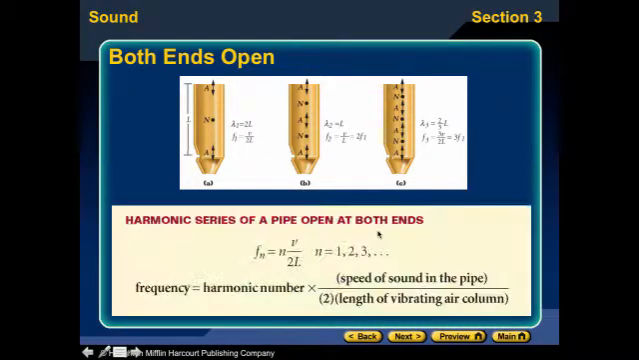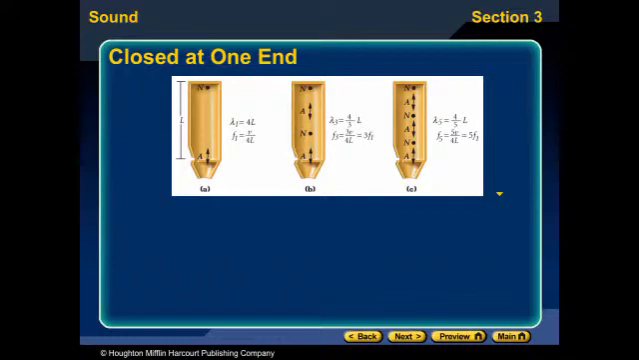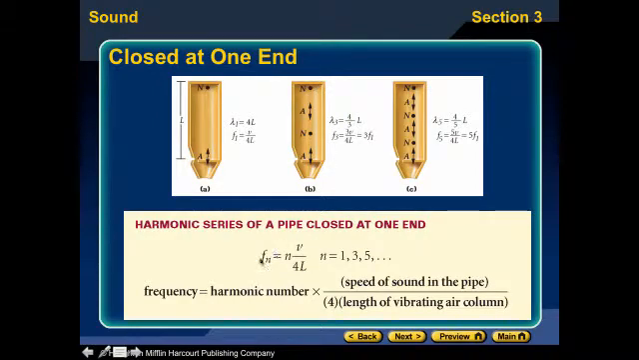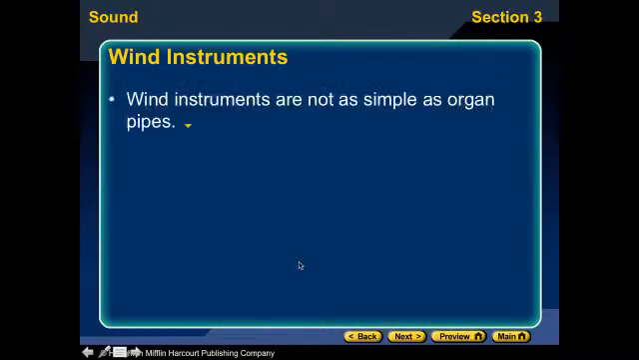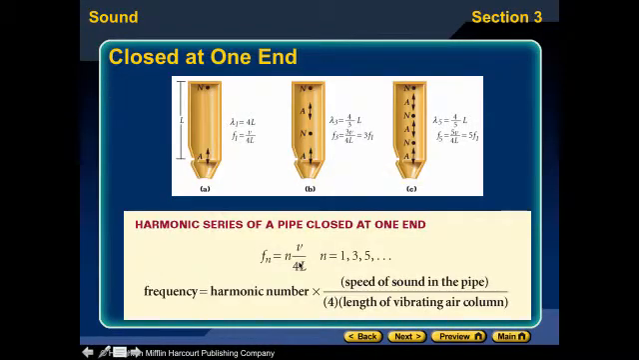Same relationship here. When both ends are open, we have that same relationship because both ends are antinodes. Now look at something that is closed on one end. One end is going to have a node right here, where it's closed, and the other is going to be an antinode. This time our equation is going to be the frequency is equal to N, that's still the harmonic you're at, times V over 4L. So you're going to use 4 times L in the denominator with a pipe that is closed at one end.